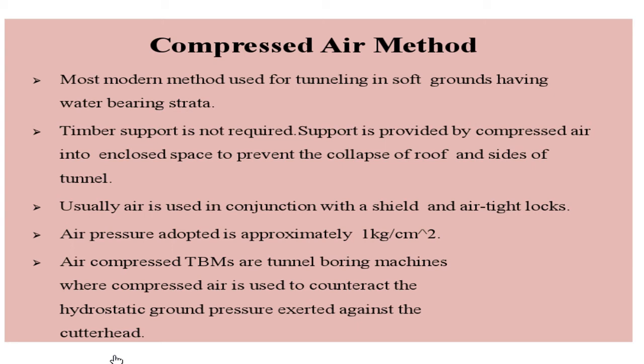And here usually the air is used along with a shield and airtight lock. You know already what a shield is, a covering which is given so that the soil and other particles do not fall. Then the air pressure adopted is approximately equal to 1 kilogram per centimeter square. And there are compressed air tunnel boring machines, those tunnel boring machines where compressed air is used to counteract the hydrostatic ground pressure exerted against the cutter head.